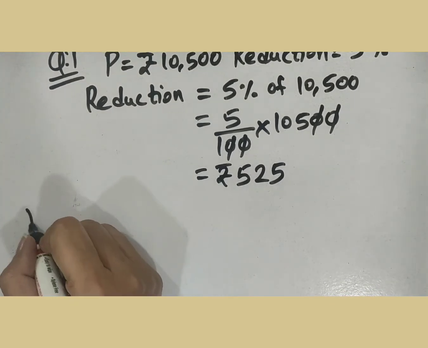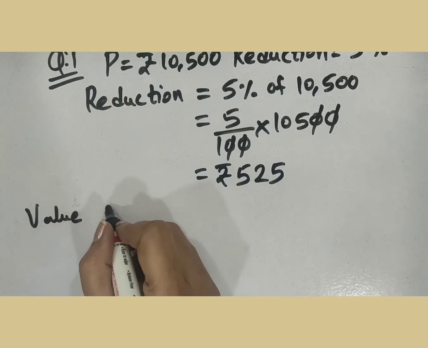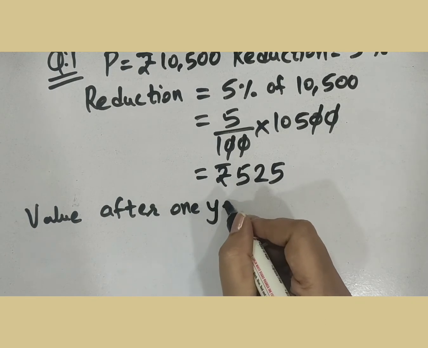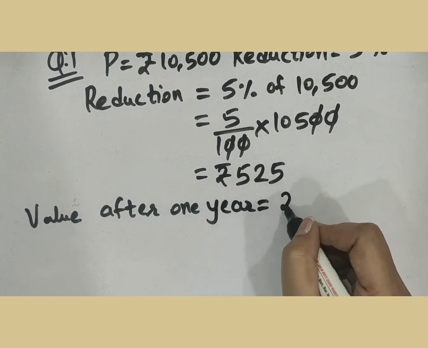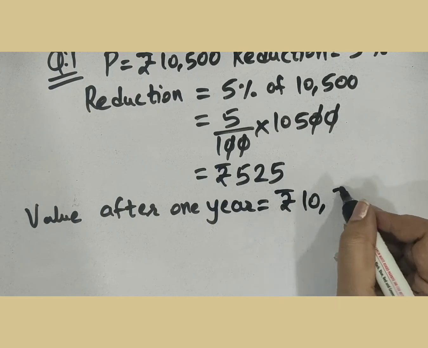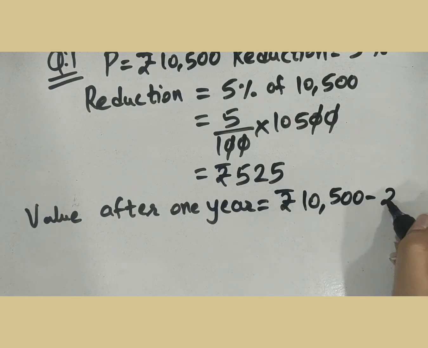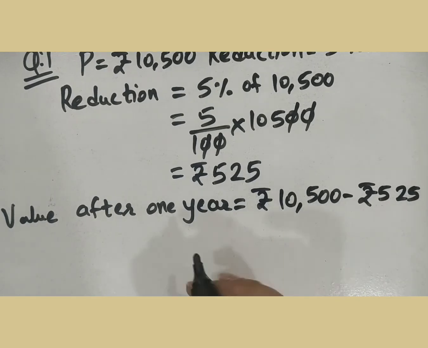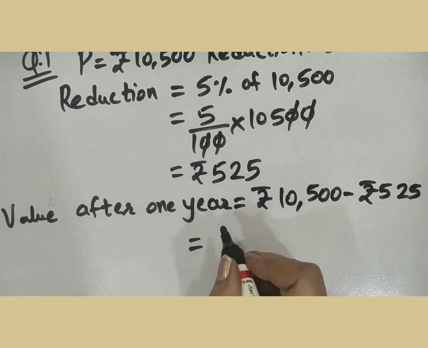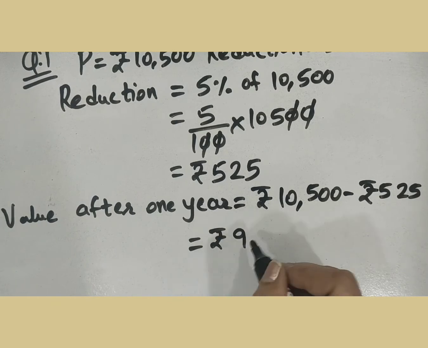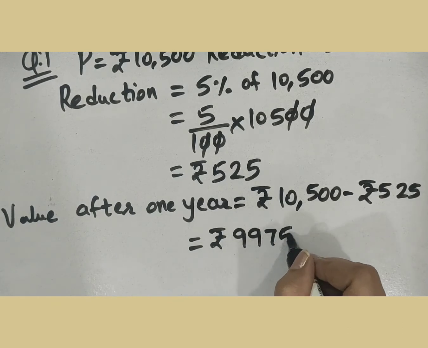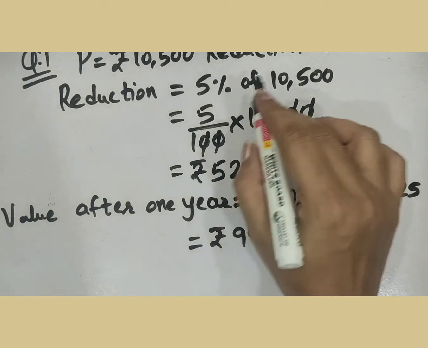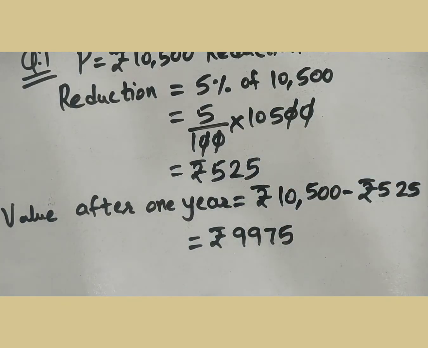Now what is the value after 1 year? So it will be equal to my price minus reduction. So that will be minus rupees 525. So that will be equal to, if I subtract, I will get rupees 9,975. So this will be the price after 1 year when there is a reduction of 5%.